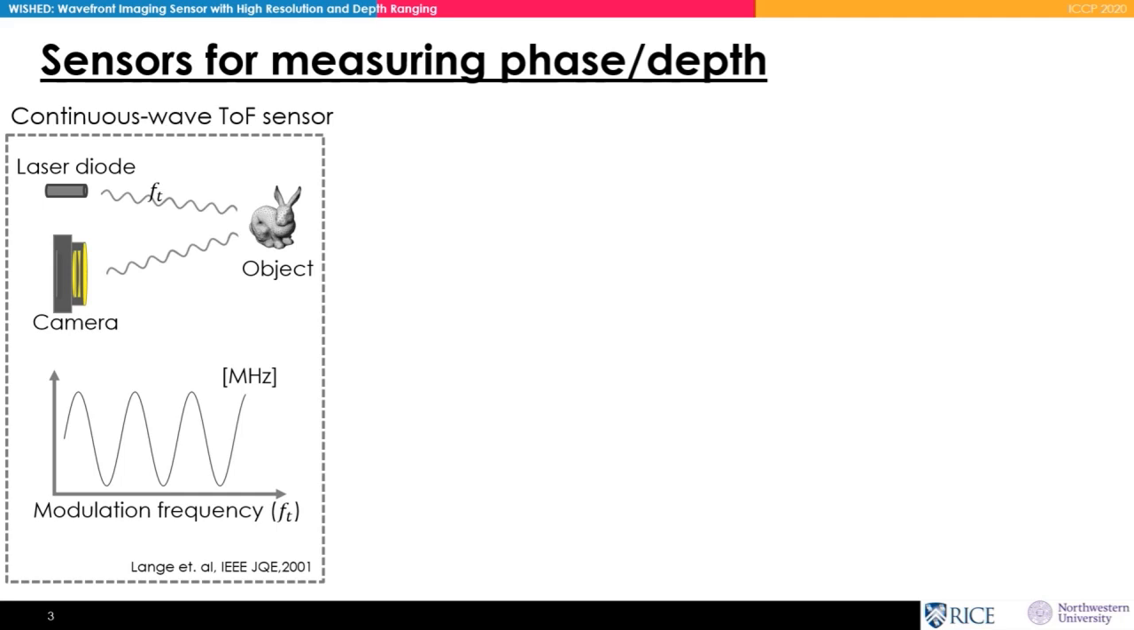The modulation frequency for a time-of-flight camera is usually tens of megahertz. With such a modulation frequency, we have limited depth resolution to centimeters.